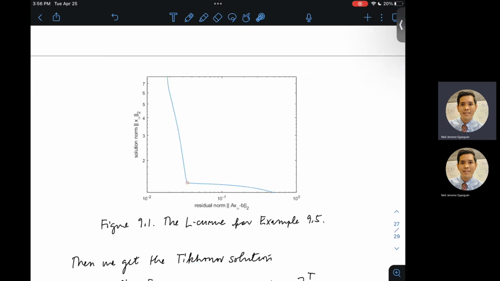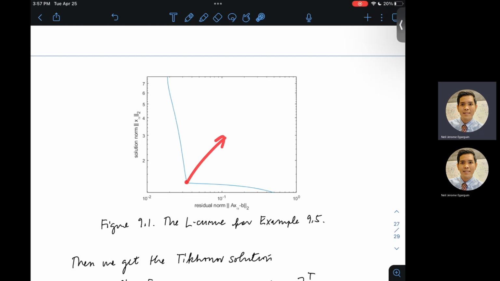Okay. So you have the residual norm on the x-axis. Say if you chose 1,000 alphas, you're going to get 1,000 residual norms, and then you'll get 1,000 solution norms. Plot them in a coordinate plane with the x-axis comprising the residual norms and the y-axis consisting of the solution norms. Right? Then you will get a plot that will usually look like an L, and hence the name, the L curve. Okay. And then you will pick the alpha that gave you the corner.